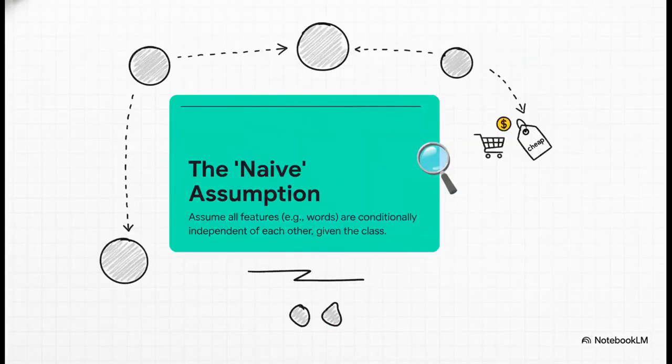And here it is. It's called the naive assumption. To make things simple, we just pretend that all the pieces of evidence are totally independent of each other. So for a spam filter, that means we treat the word buy and the word cheap as two separate, unrelated clues. We know they're not, right? They often show up together. But by pretending they are, we can just multiply their individual probabilities, and that makes the math 1,000,000 times easier.